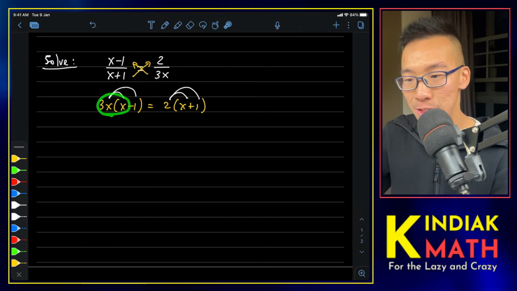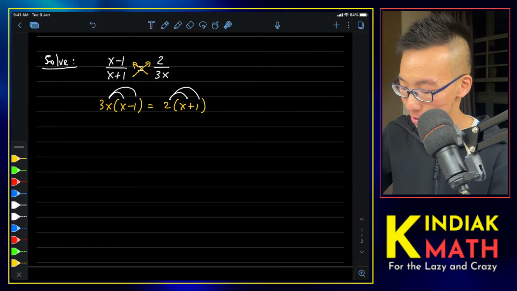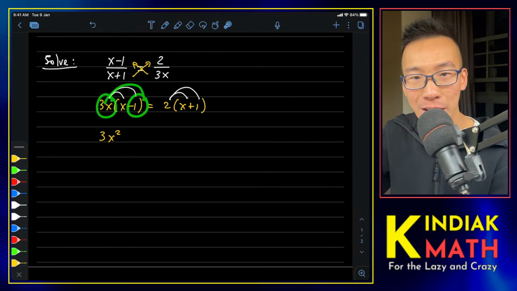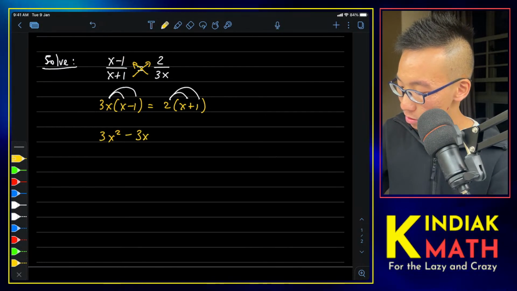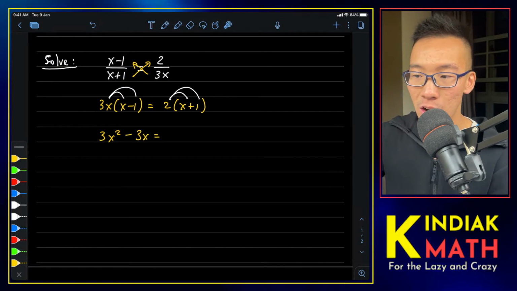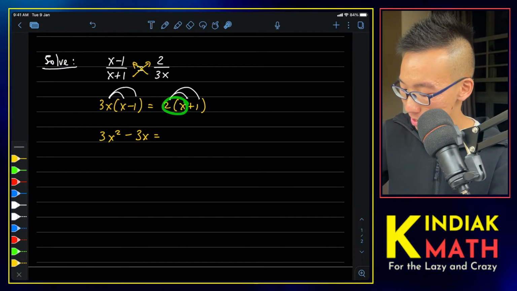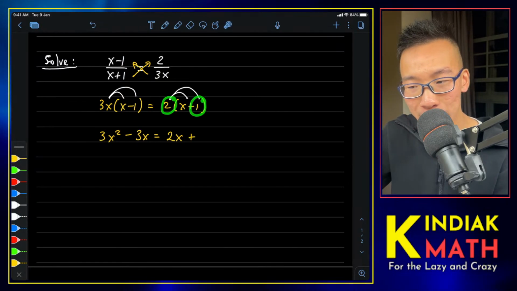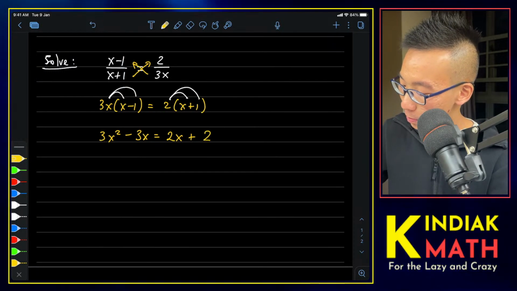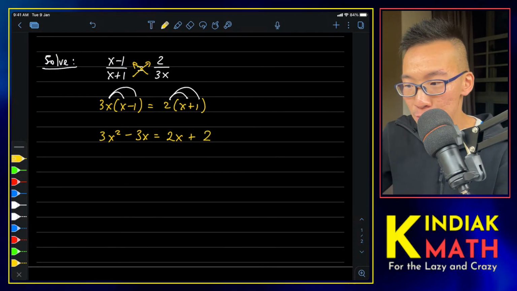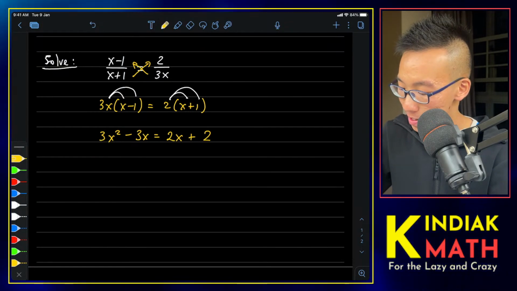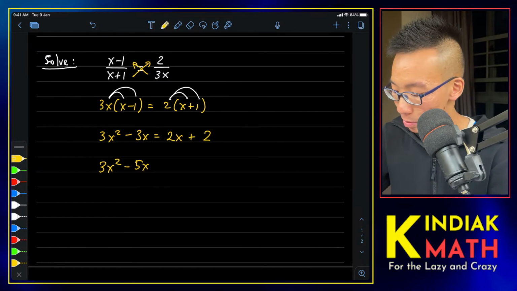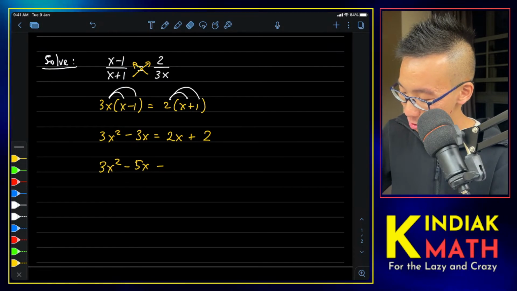The first two terms are 3x multiplied by x, which gives us 3x squared. The second term is 3x multiplied by 1, which is simply 3x. On the right side, we have 2 multiplied by x, which is just 2x, and 2 multiplied by 1, which is simply 2. Now we can bring all of the terms over to the left-hand side. That's minus 3x minus 2x, that's minus 5x. Whoops, I'm going to bring a 2 over as well.